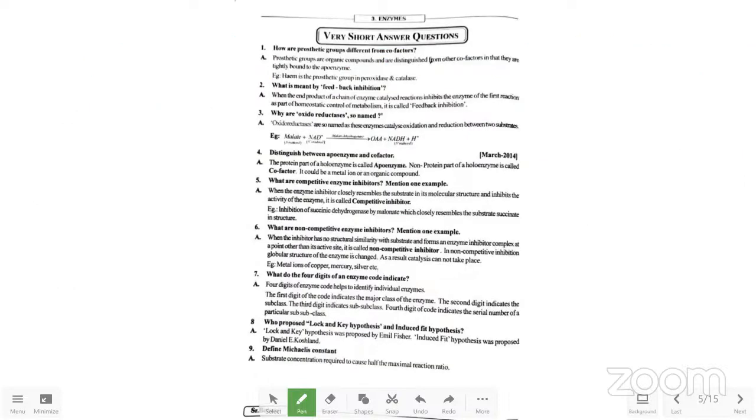Now comes the third chapter, that is the enzymes. In this, what are the important ones? What we learn in the SAQs, the same things are there in the VSAQs for this chapter. What is meant by feedback inhibition? This is the important question.